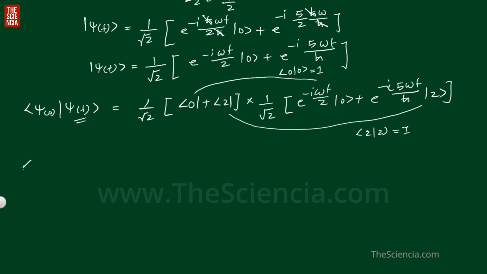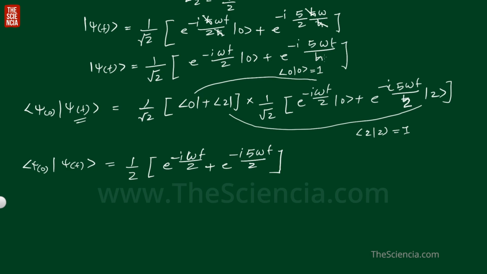That is, we get bra psi of 0 ket psi of t is equal to 1 by root 2 into 1 by root 2, that is 1 by 2 into (e raised to minus i omega t by 2 plus e raised to minus i 5 omega t by 2). Sorry, here I made a mistake. This is not h cross, this is 2, and this is also 2. Okay, and this value is equal to 0. That is from the orthogonality condition.